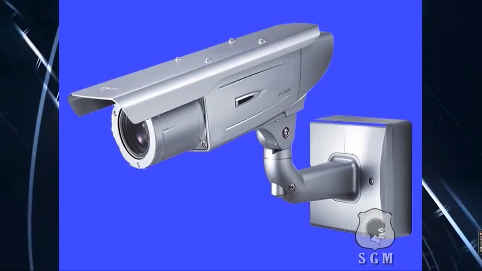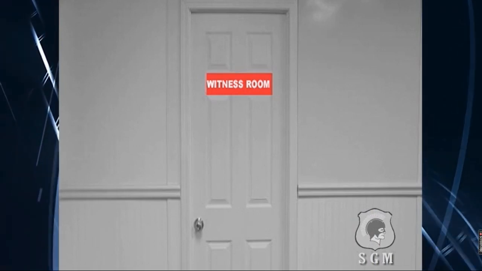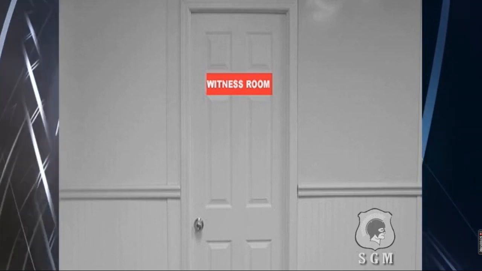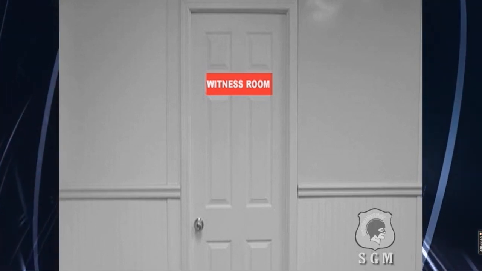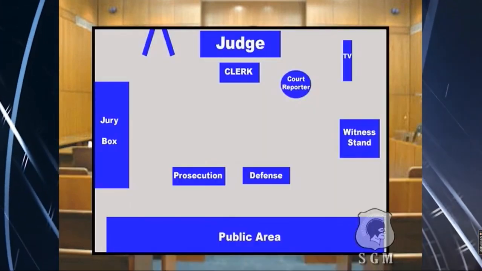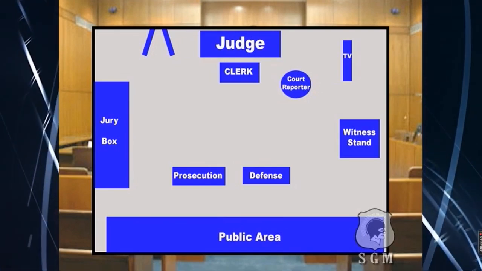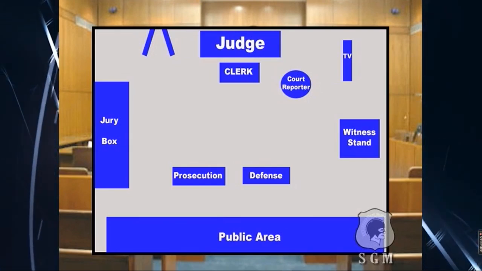Some courtrooms are equipped with closed-circuit TV. TV cameras are never pointed at the jury box. Most courtrooms have a witness room to prevent a pending witness from hearing what the previous witness's testimony was. Last but not least is the public area. This area always faces the judge and usually has benches left and right of the center aisle.